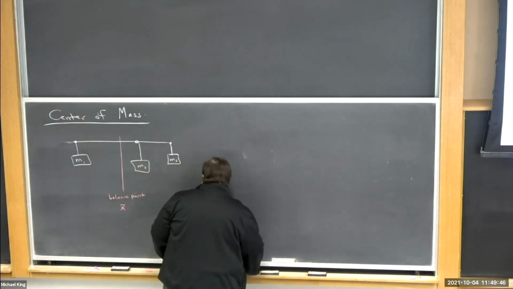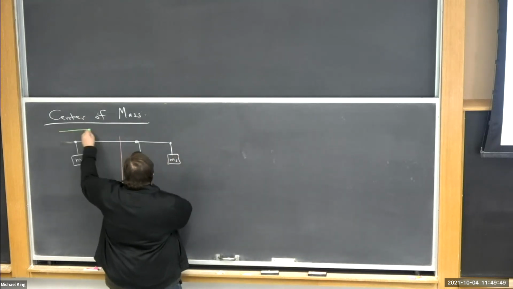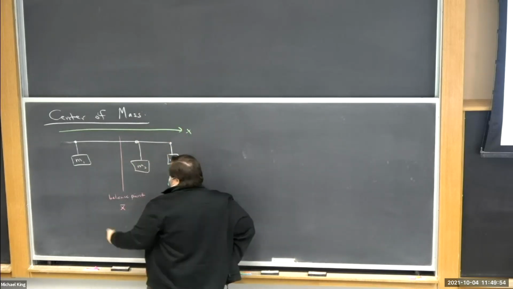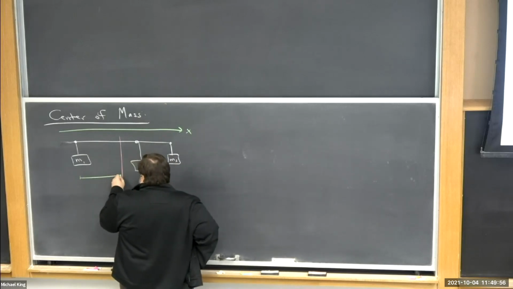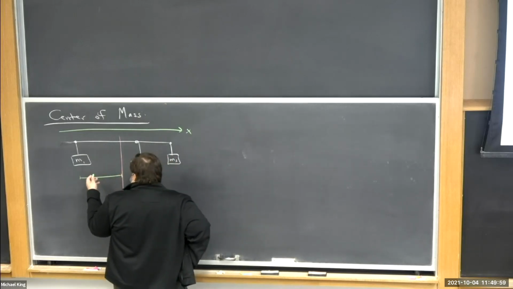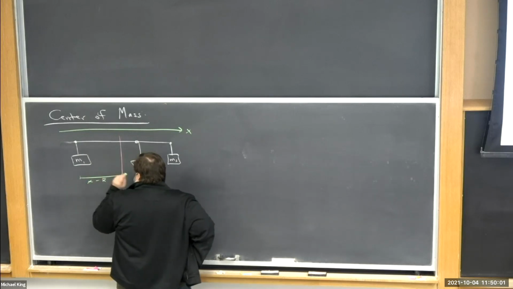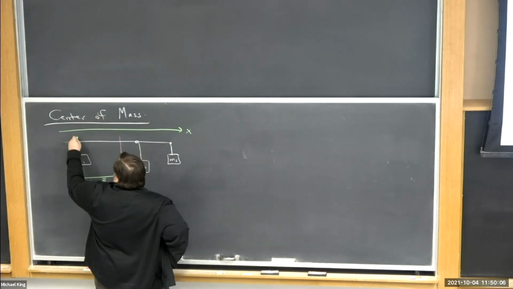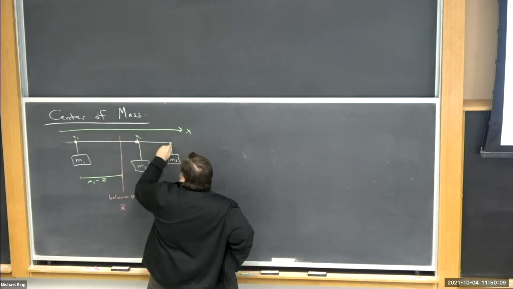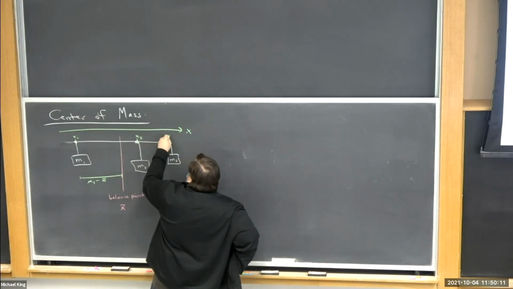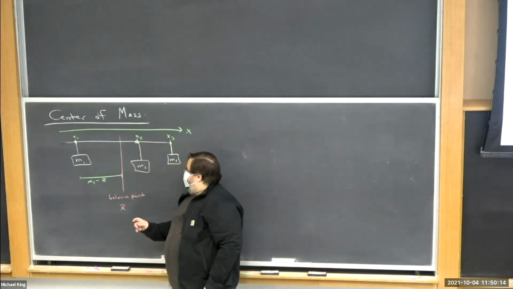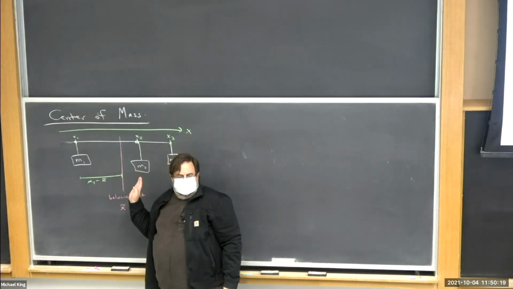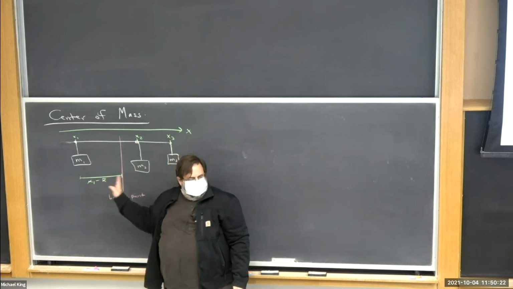There is some x axis here in the picture that we're using. We always coordinatize everything. So if this is at location x1, this is at location x2, and this is at location x3, then x1 minus x bar is the distance between these two. x1 is less than x bar, so this will actually be negative, but that's okay.